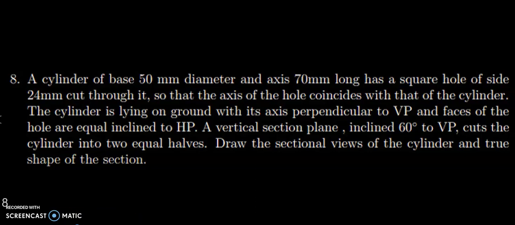Here is a hollow cylinder with a square hole inside. Base diameter it is 50 mm and the length is 70 mm. Lying on the ground means HP with the axis perpendicular to VP. So in the front view you will get the circular base.